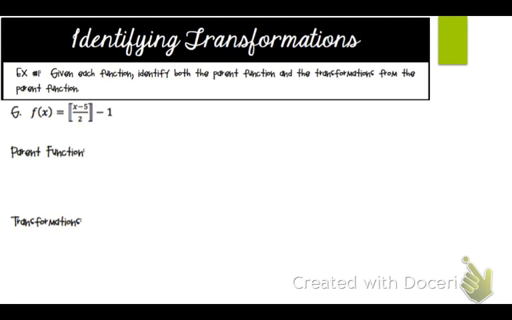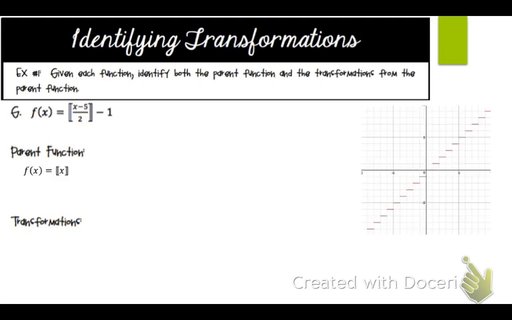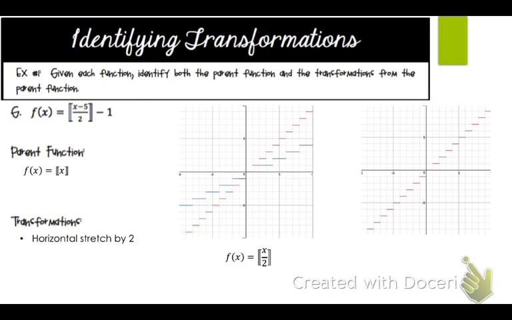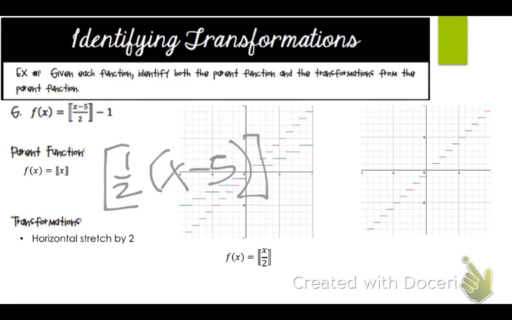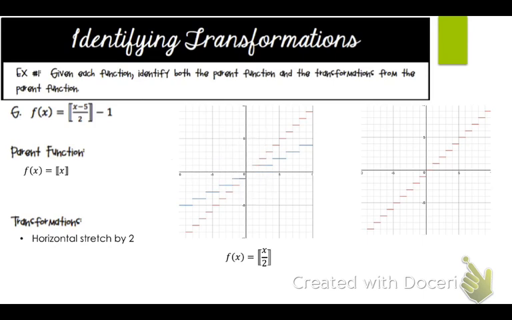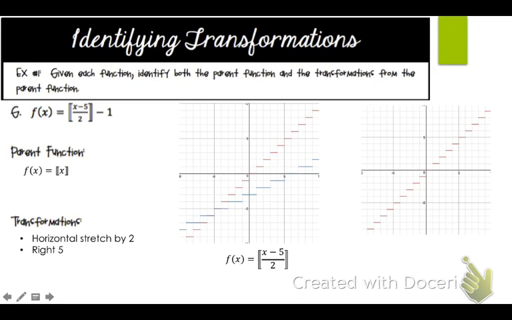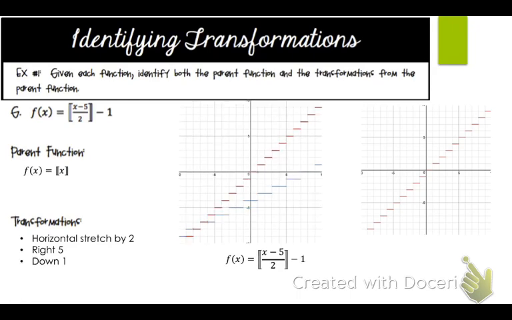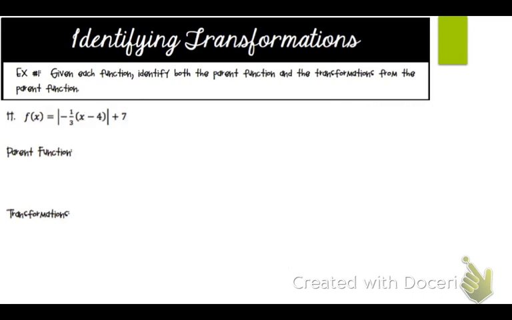This one is the step function. So that's that weird one that just steps all the way up. So x over 2, so that's going to horizontally stretch it by 2. Because again, we can rewrite this as 1/2 and then x minus 5. Okay, so that's 1/2, and we're just going to flip that, and so it's 2. And then the minus 5 moves it right 5. Minus 1 moves it down 1. And there we are. Okay? Now let's go to this one. This is the absolute value function again.